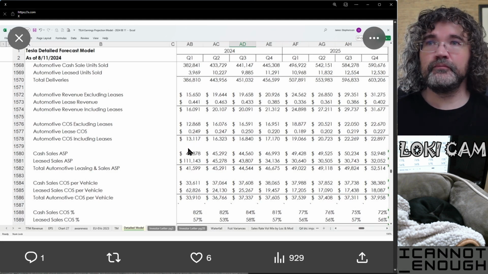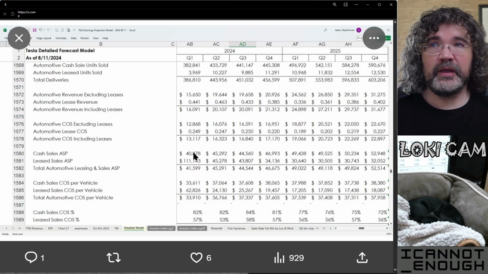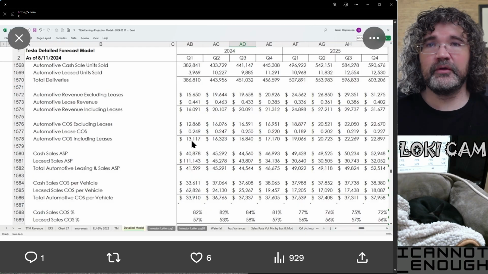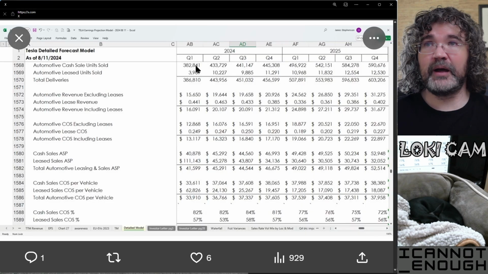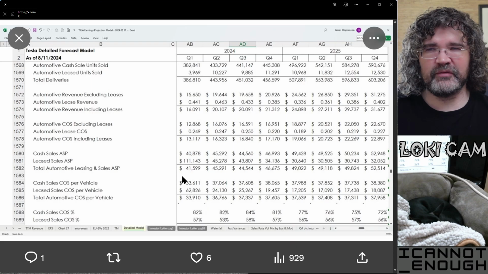You got the cost of sales number here. Cash sales ASP is just giving you this divided by this. Cash sales cost of sales per vehicle is giving you this number divided by that number. You take the cost of sales dollars, you divide them by the number of cash units sold, and that gives you cash sales cost of sales per vehicle.